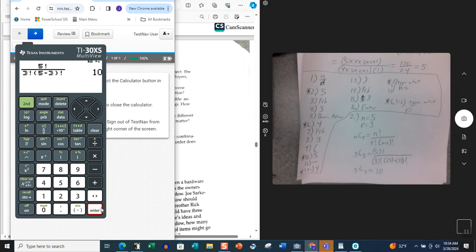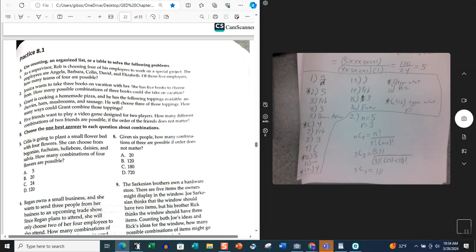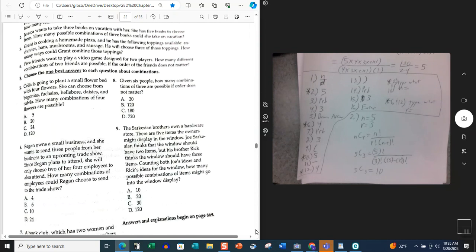Okay, now I'm going to do maybe about 2 more problems, and then we're done with the first portion of 8. Okay, so now let's go to number 4. Number 4, it says 5 friends want to play a video game designed for 2 players. How many different combinations of 2 friends are possible if the order of the friends does not matter?